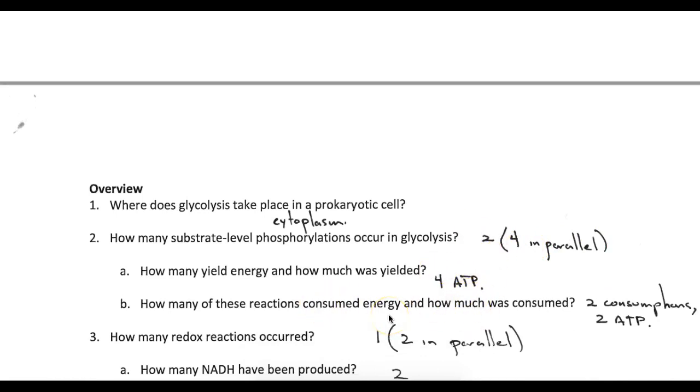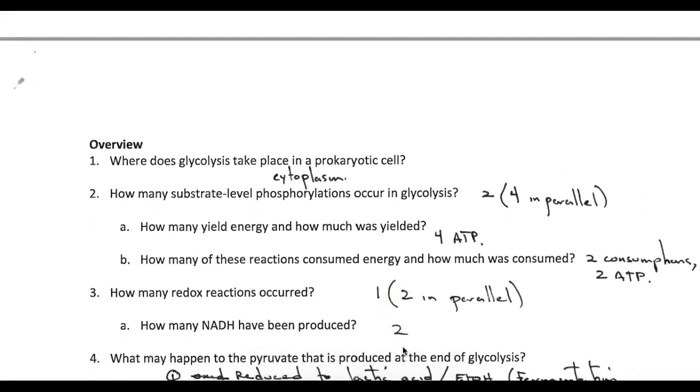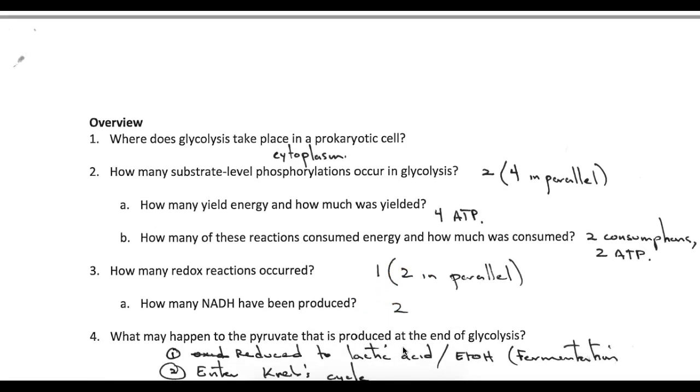In steps 1 and 3, energy is consumed in the form of ATP, and we get 1 step in which a redox reaction occurs, therefore leading to 2 reduced NADH molecules, or 2 reduced NADH coenzymes.